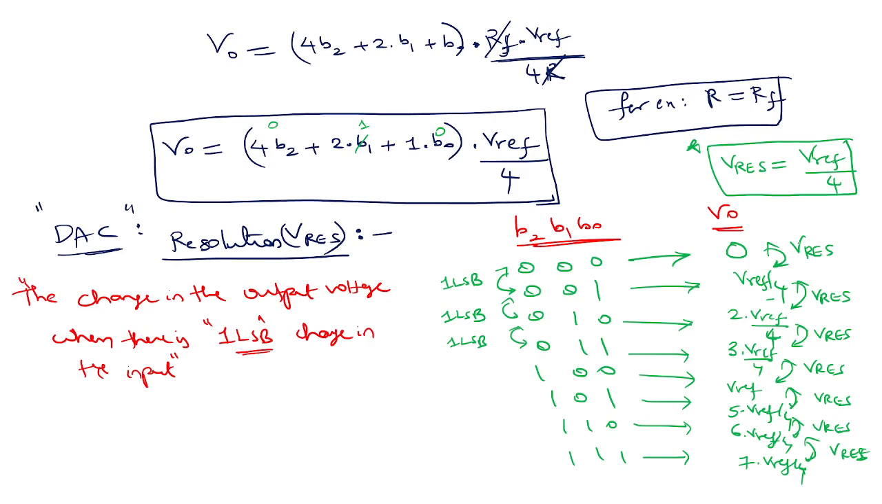So, if I sum all the V resolutions, how many? 1, 2, 3, 4, 5, 6, 7. 7 times V resolution is equal to 7 times V reference by 4. Simple. So again you got V resolution is V reference by 4.